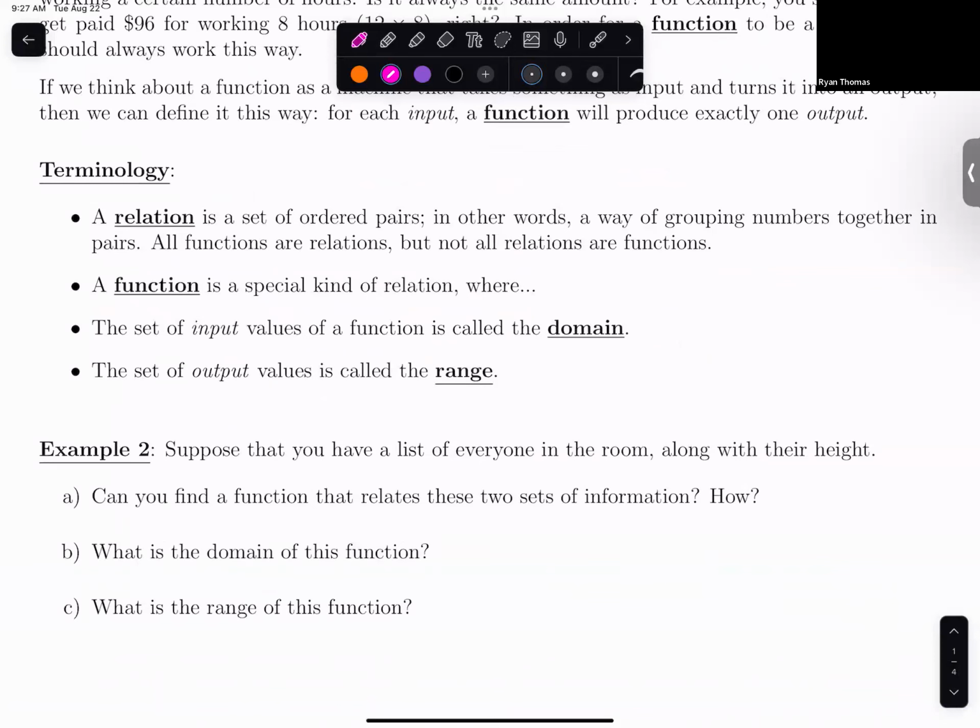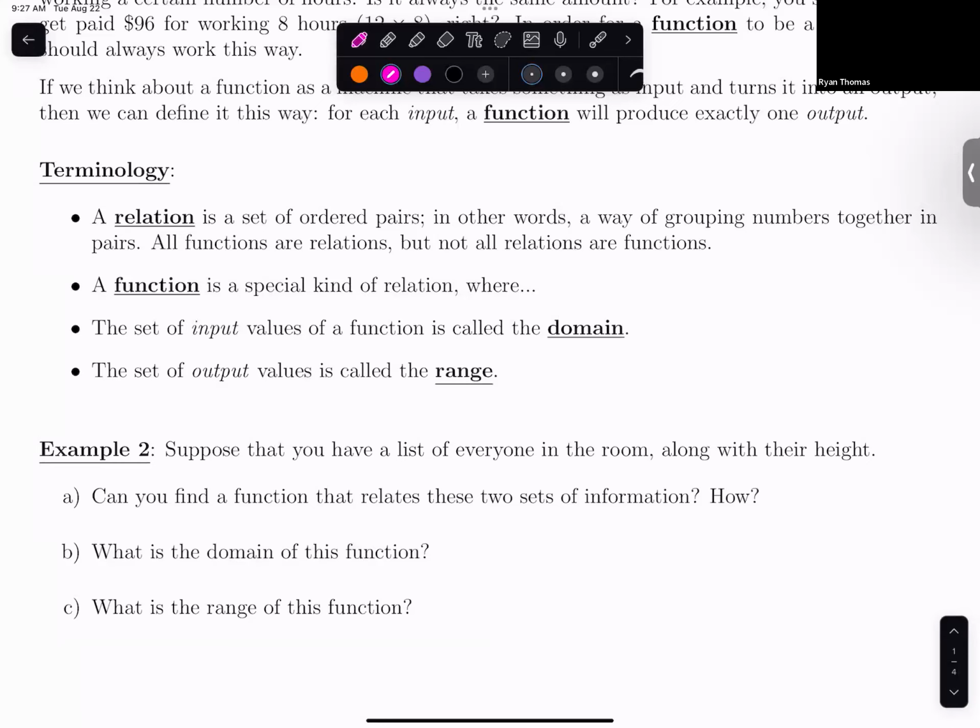A relation is a set of ordered pairs. All this stuff that we've just done, we could express as an ordered pair. An ordered pair is just you pair two things that go together, and you write them in a set of parentheses and you separate them with a comma. So if I wanted to write that as an ordered pair, I'd write 20, comma, 240.